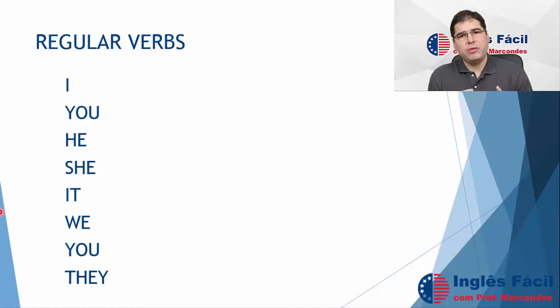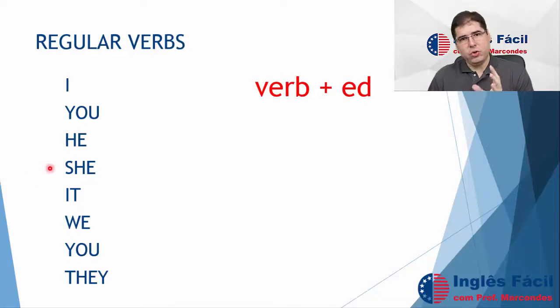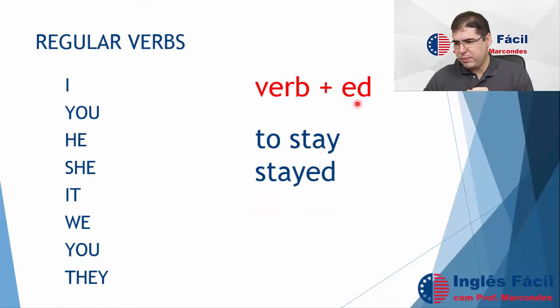Most verbs in English are regular, which means that we only add ed in the end to form the simple past. Look here, usually all regular verbs in English just receive ed to make the past. For example, the verb to stay. What is the past of the verb to stay? It's stayed. Okay, we only add ed in the end.